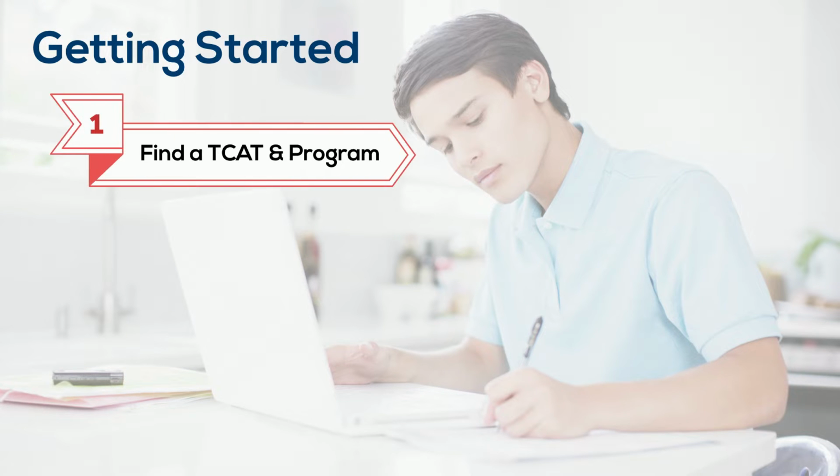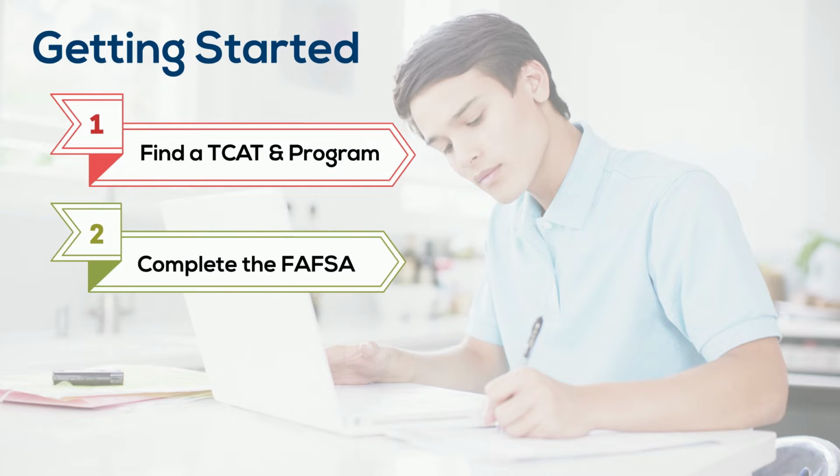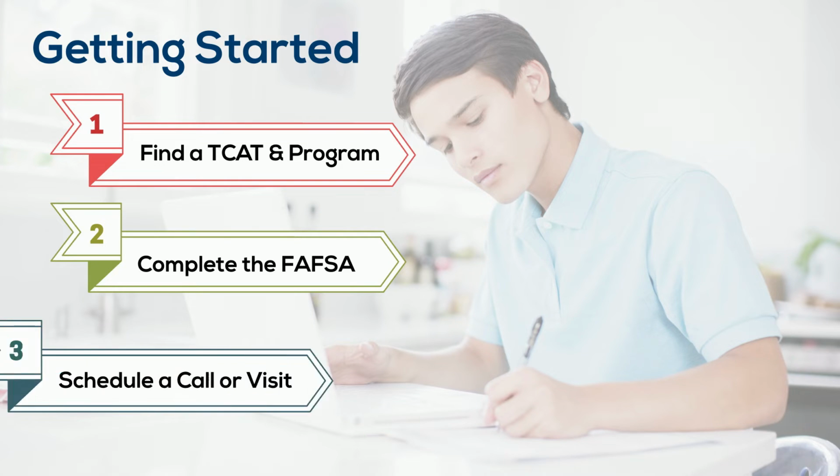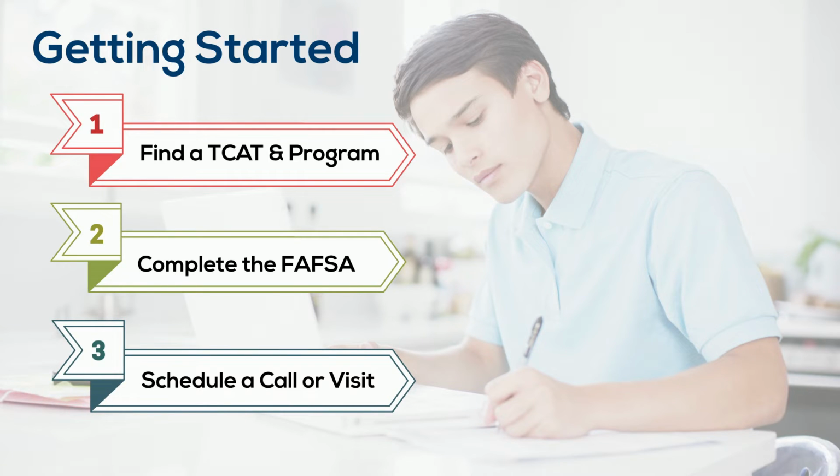First, find a TCAT and program of interest. Then, complete the FAFSA for access to financial aid and scholarships. Finally, schedule a call with an advisor or schedule a campus tour to get any questions you may have answered.